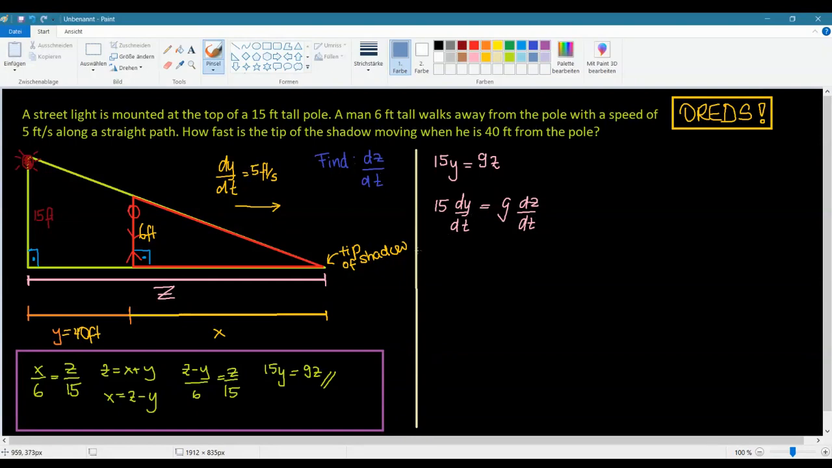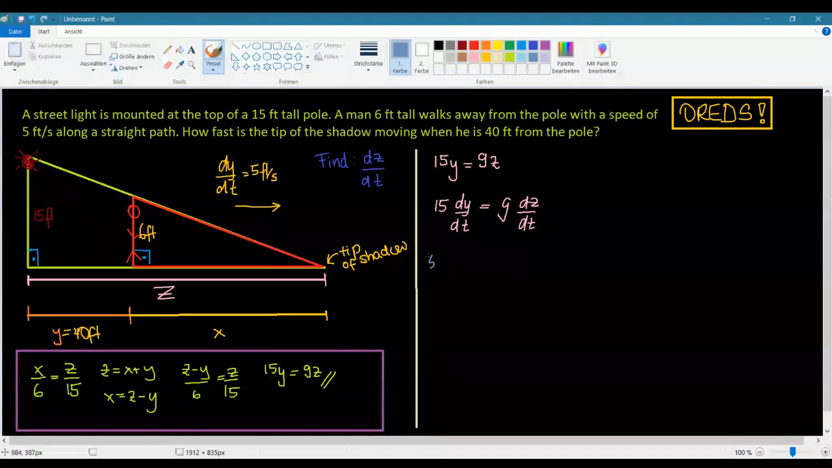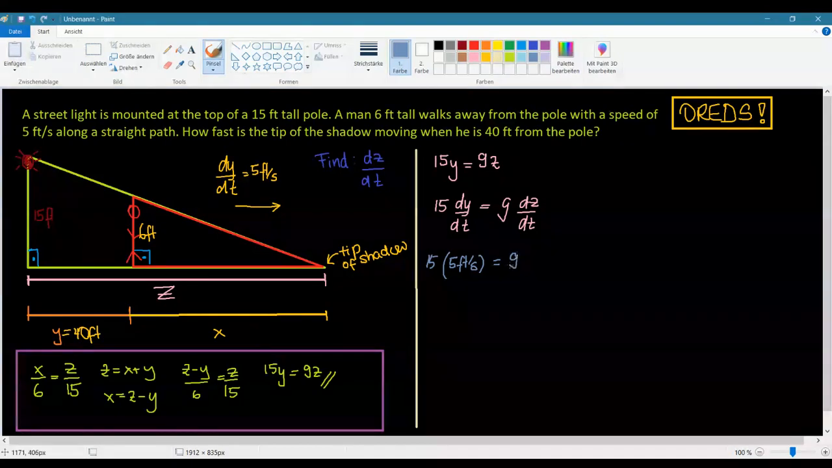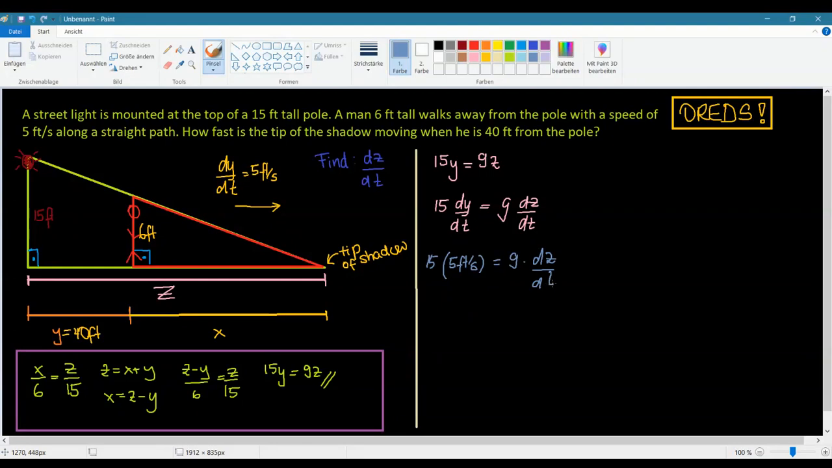So what we're going to end up with over here is 15 times 5 feet per second, because we know that dy by dt is 5 feet per second. We don't really have to differentiate that. I mean, we could, but we would still be plugging it in, so it's kind of silly. And then on the right, we're going to end up with 9 dz by dt. Hold on a minute. What am I doing wrong?